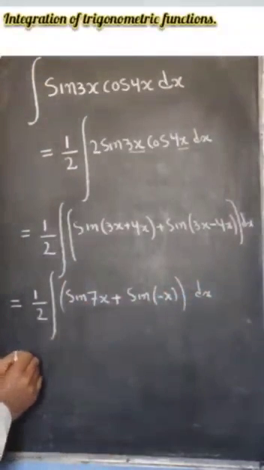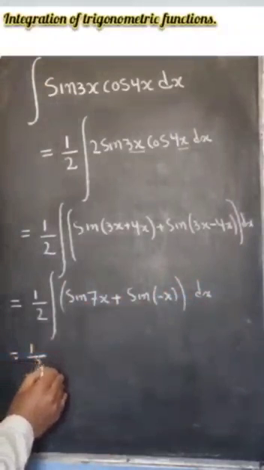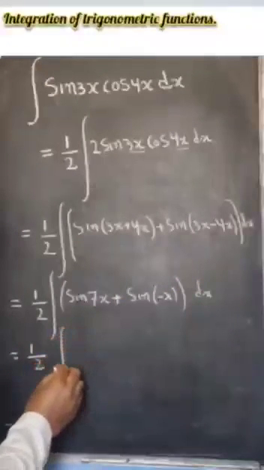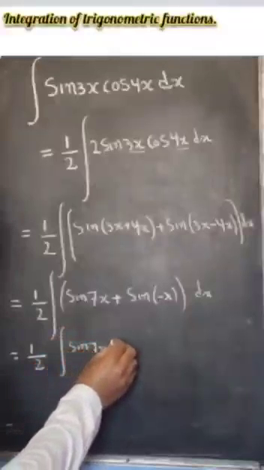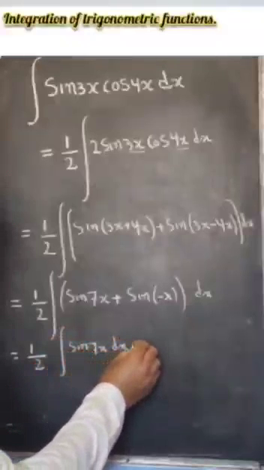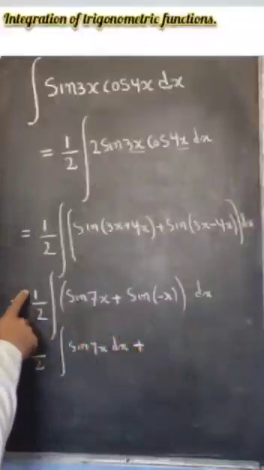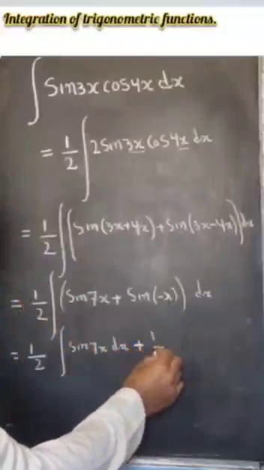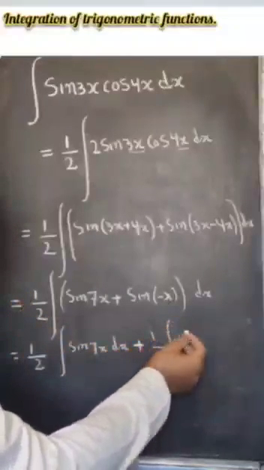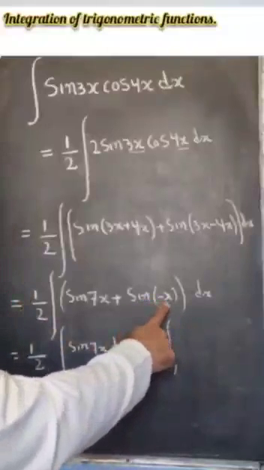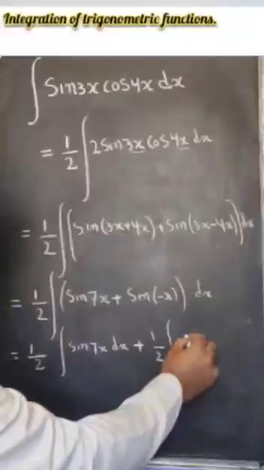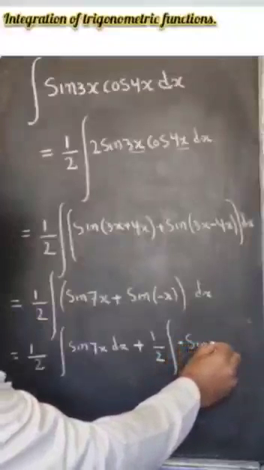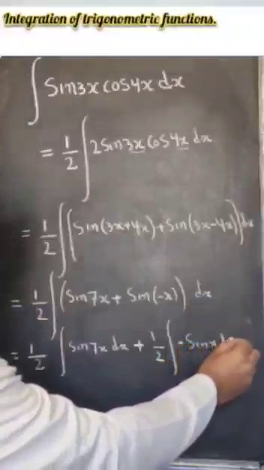Or we can write it is 1 by 2 integral sine 7x dx plus 1 by 2 integral. Now sine of minus theta is minus times sine of theta, so we can write sine of minus x is minus sine x dx.